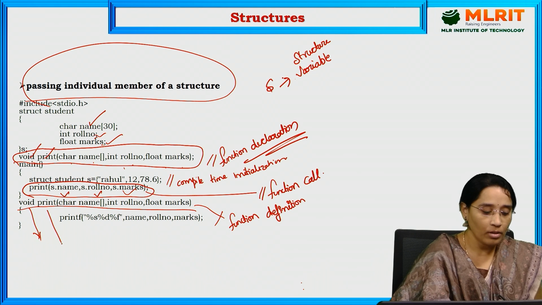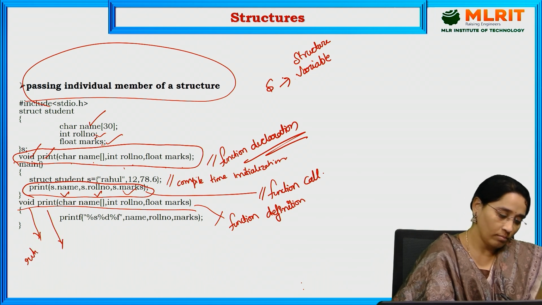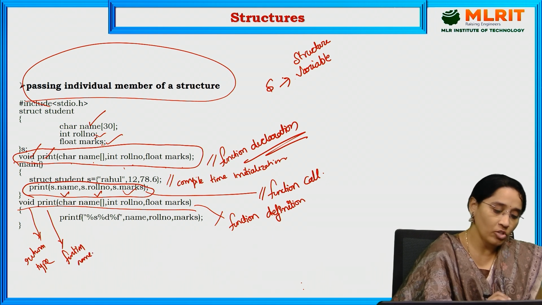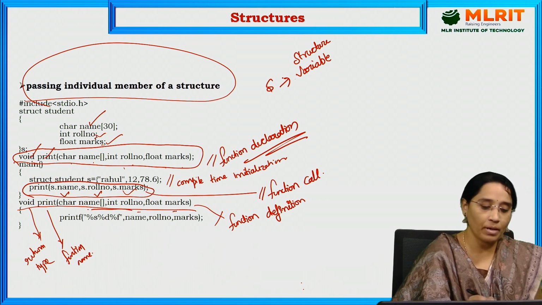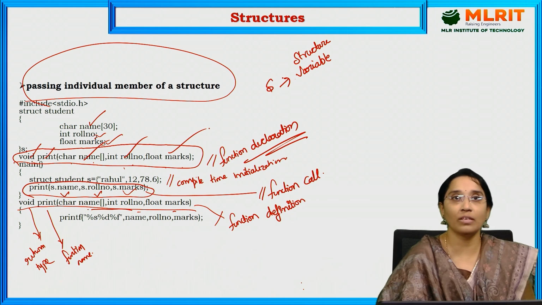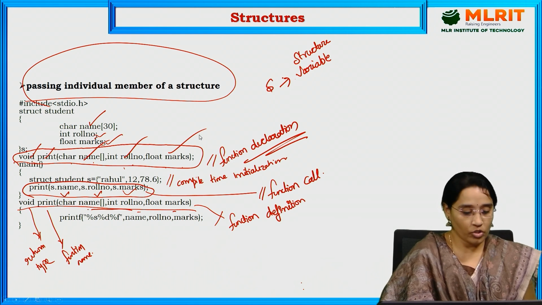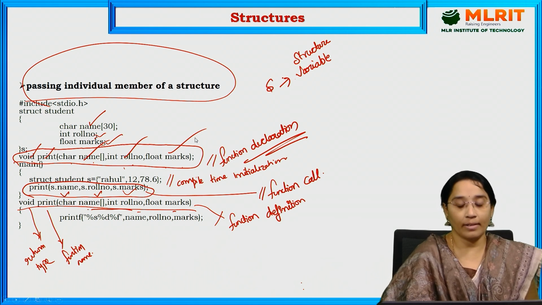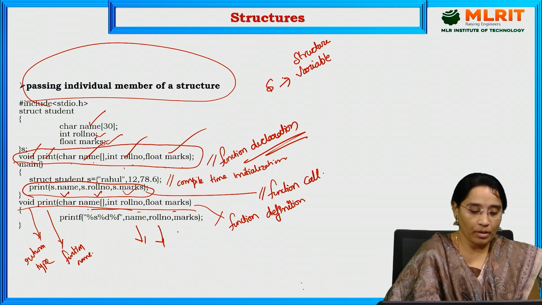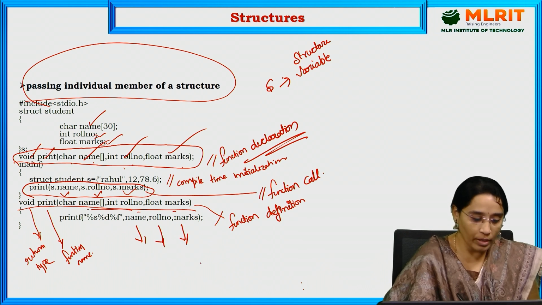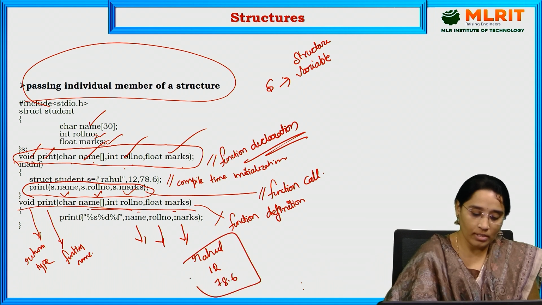Return type, function name, and the name, roll number, marks. So, it exactly matches the function declaration. Now you will print directly the name, roll number, marks. So, what will you get on the screen? Rahul 12, roll number, mark 78.6. This will be your output.